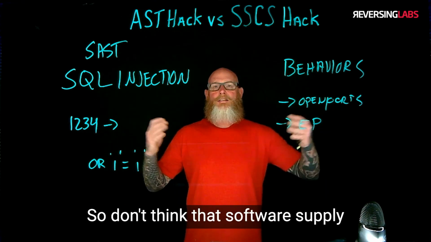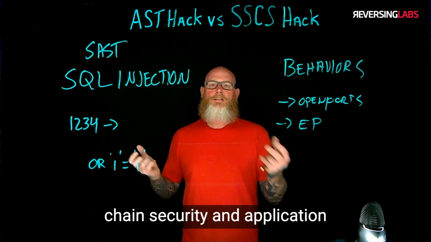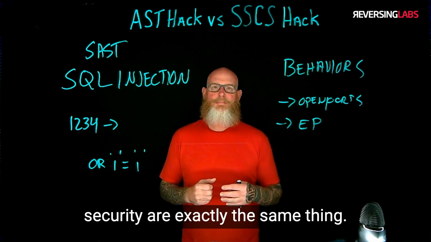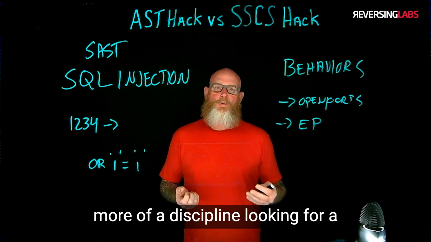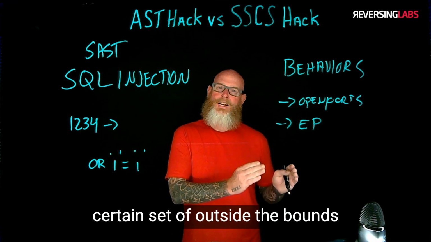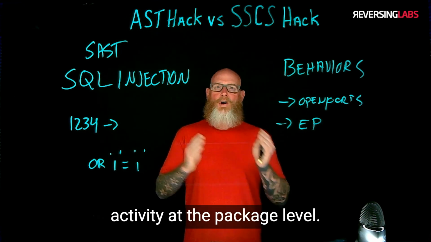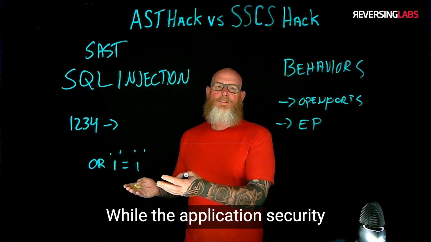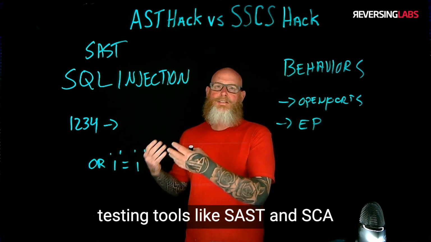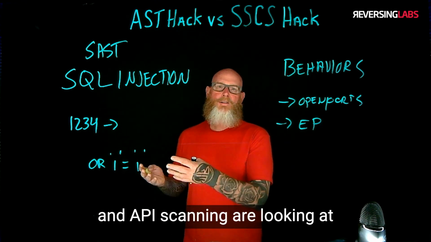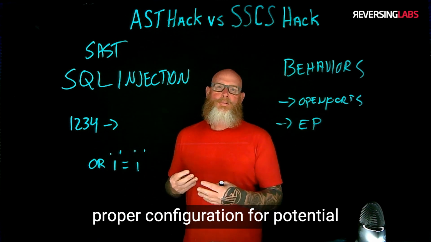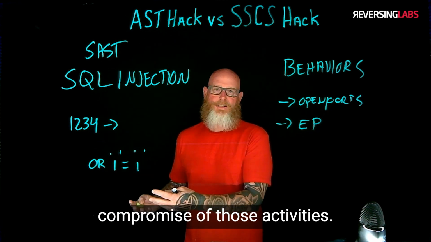So don't think that software supply chain security and application security are exactly the same thing. Software supply chain security is more of a discipline looking for a certain set of outside the bounds of intended purpose or intended activity at the package level, while the application security testing tools like SAST and SCA and API scanning are looking at proper configuration for a potential compromise of those activities.